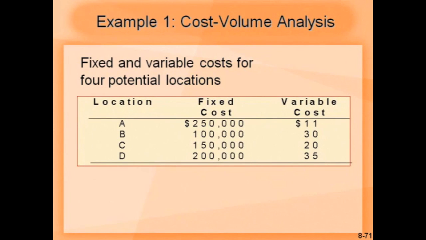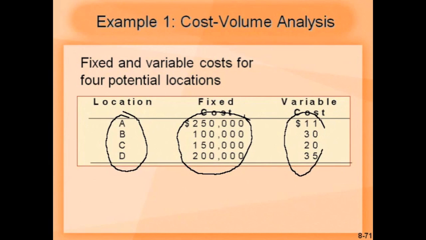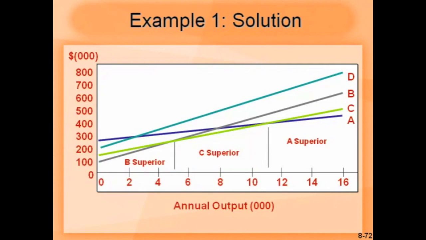One example is given here, example 1. There are 4 locations, A, B, C, D, and you have the fixed cost for each location and also the variable cost. Using this, the plot on the next slide is made. You can see that location D gives the maximum cost all the time. So obviously the other 3 locations are better than location D all the time.